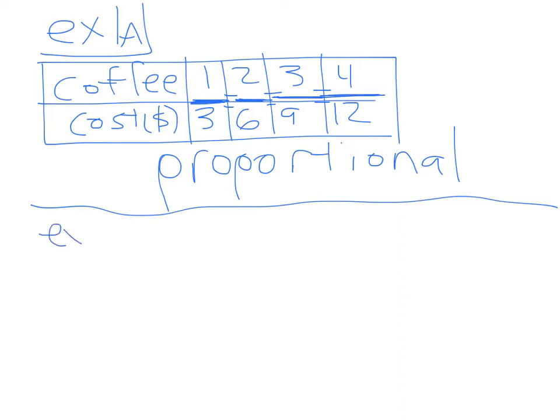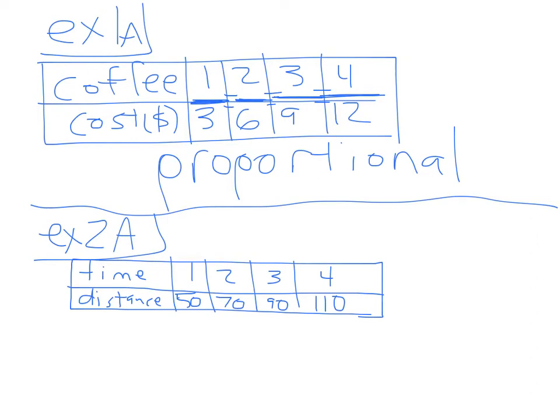Let's look at example 2A. So in this example you have the table of time in hours versus distance in miles. Time being 1 hour, 2 hours, 3 hours, 4 hours, and the distance. So in 1 hour you travel 50 miles, 2 hours is 70 miles, 3 for 90, and 4 for 110. So you're determining is this proportional? So in other words, just make these fractions.